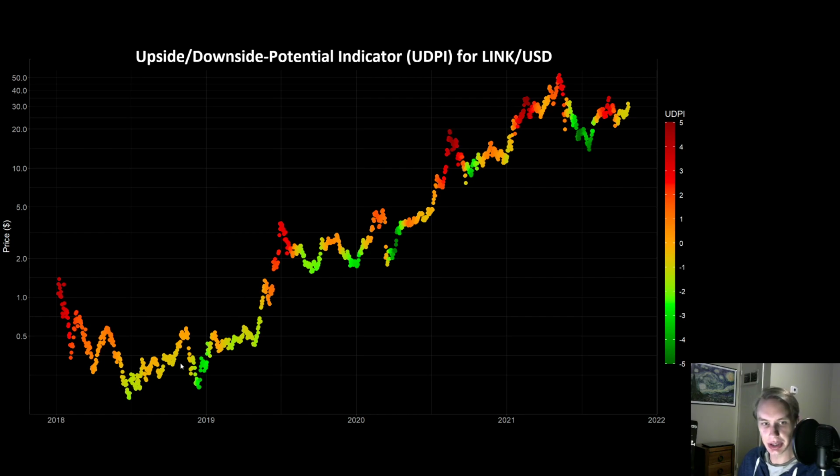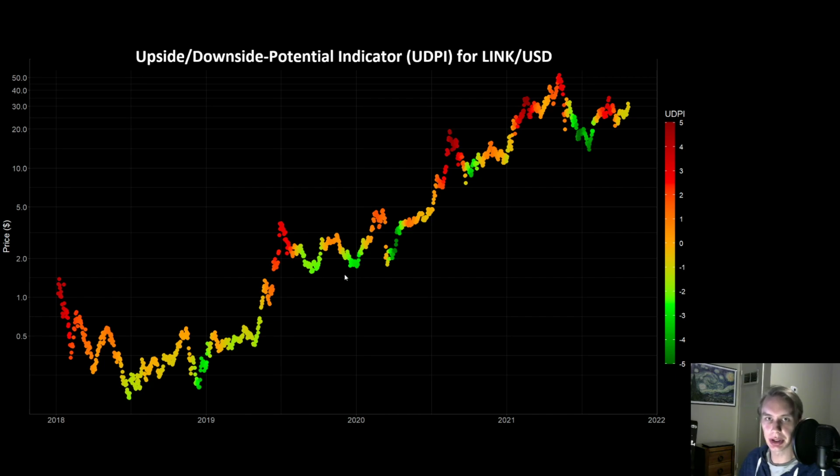And what you see is that the UDPI for Chainlink is quite good at calling out these hot points, these high-risk zones that preceded big corrections, as well as these bottoming out points, these green zones where historically accumulating here is advantageous. It usually precedes these big runs that we see in Chainlink's price.